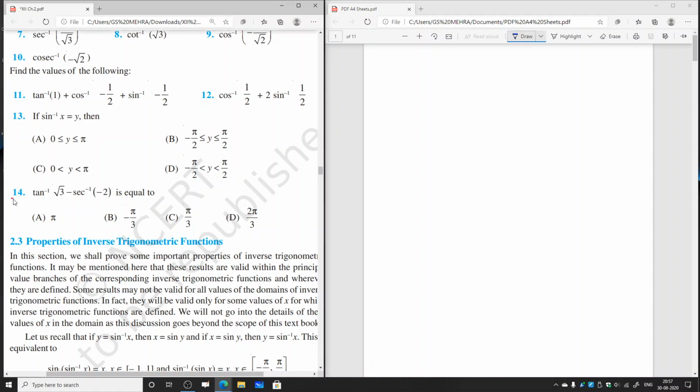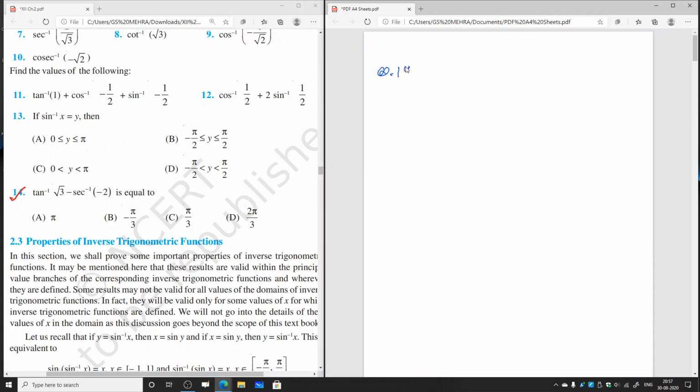Question number 14. Tan inverse root 3 minus sec inverse minus 2 is equal to what? So we have to find the value of this. First we will find the value of tan inverse root 3.